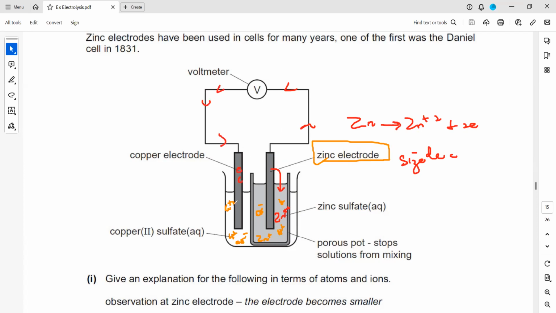In the solution, we have copper ions and hydrogen ions. Copper ions are less reactive, so they will gain electrons. If it was an acid, hydrogen ions could gain electrons, but now the copper sulfate contains copper ions, which will gain two electrons and form copper atoms. What happens when metal is formed? The size will increase. So on one side the size will decrease, on the other side it will increase.